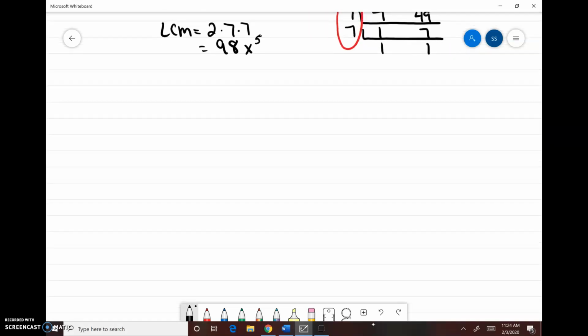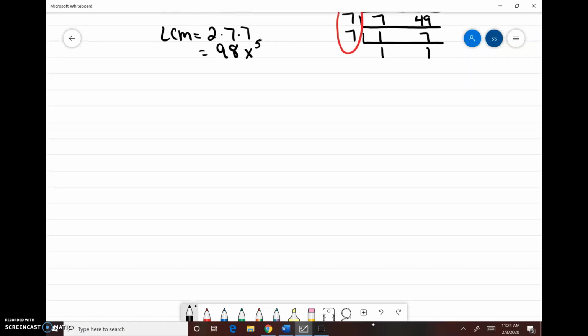All right, let's look at one more, and we will add a little bit more to this one as well. So this time, we're going to have some expressions. So find the LCM of v squared minus 4 and v squared plus 7v plus 10.